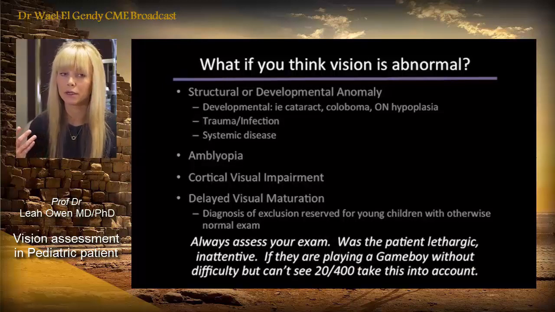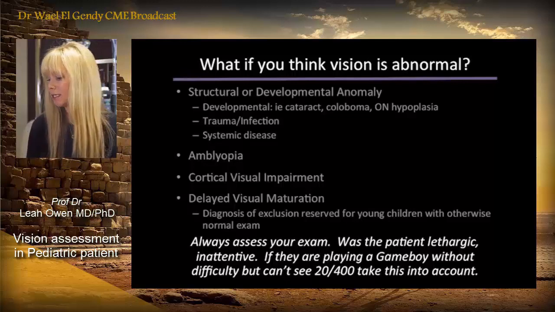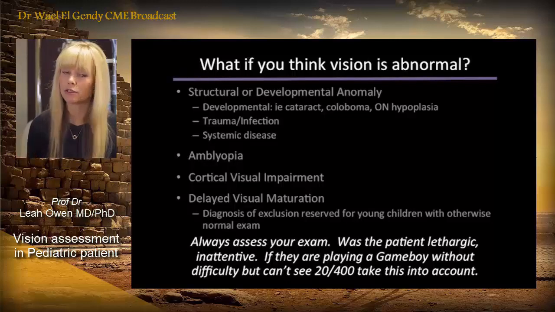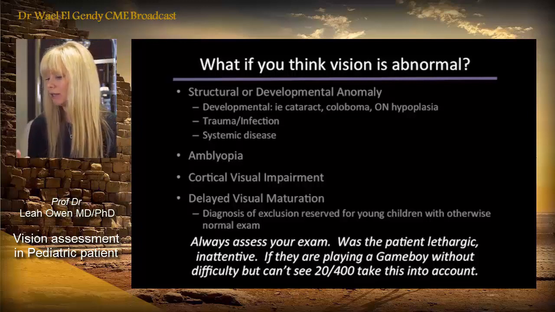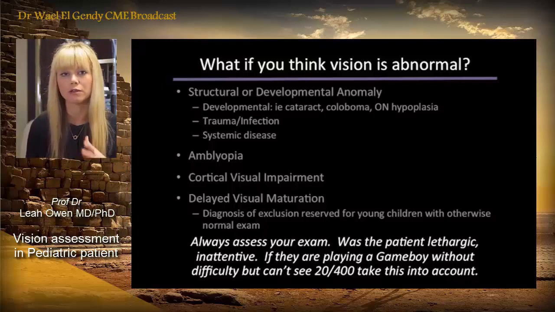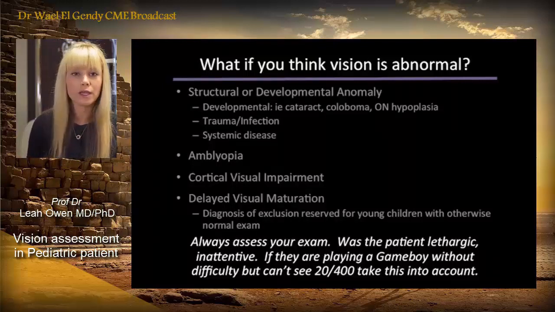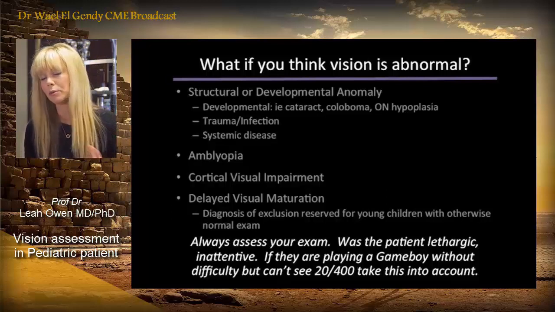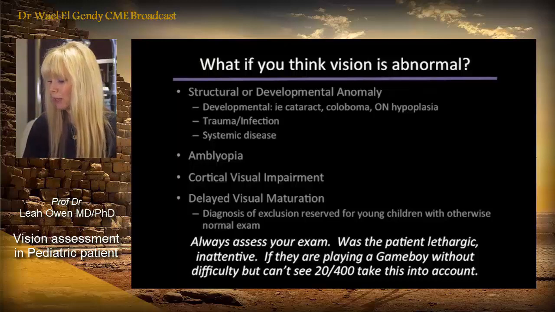And always when you're starting to think that vision is abnormal, take into context your other interactions with the child outside of formal testing. So if the child's lethargic or inattentive, you're probably not getting an accurate visual assessment. If the child's playing a Game Boy or with other toys or their friends in the waiting area, but then they come into your exam room and can't read anything on the eye chart, take that into account as well, and maybe just retest them at a different time.